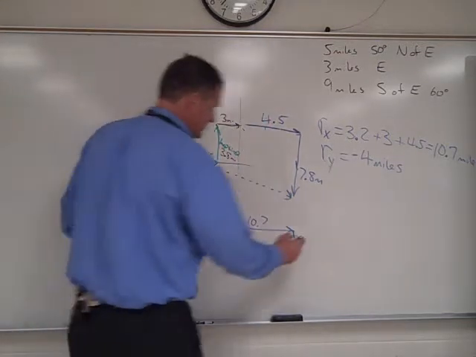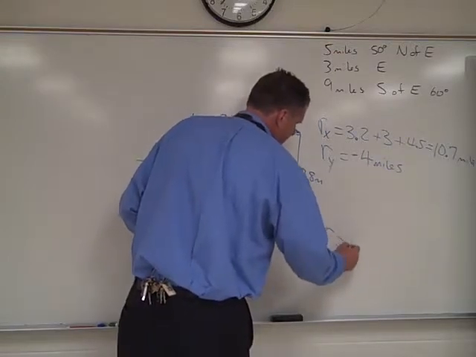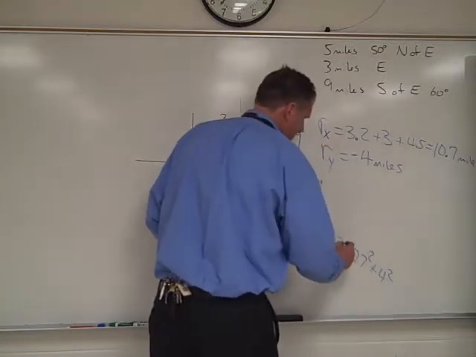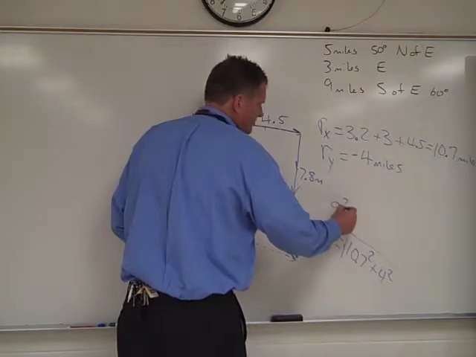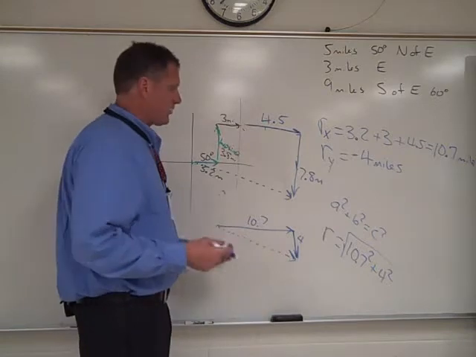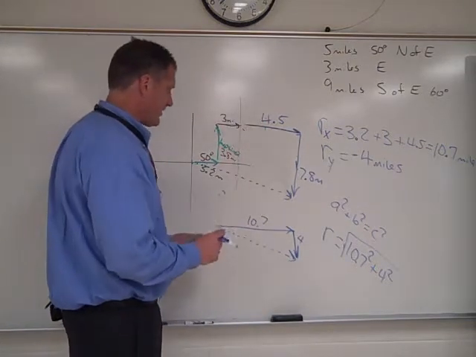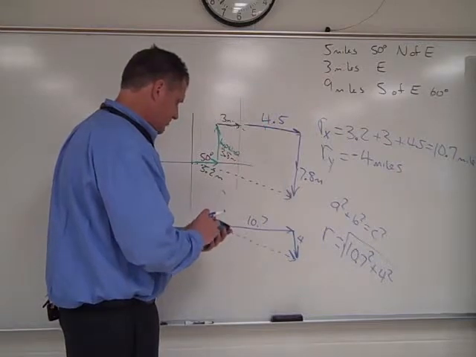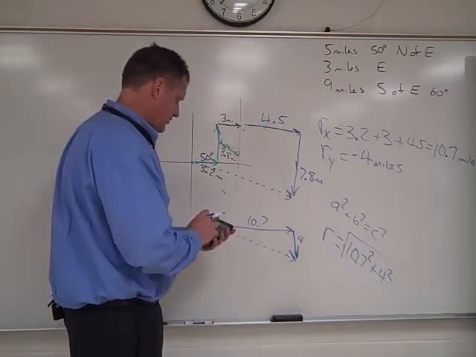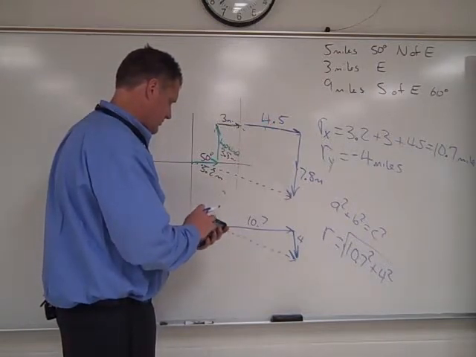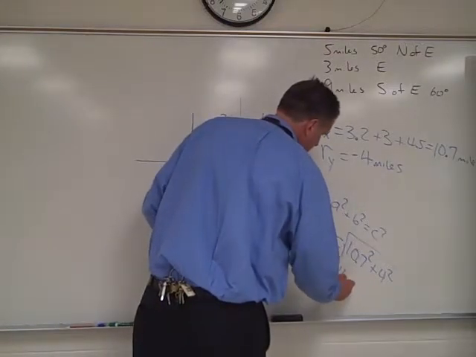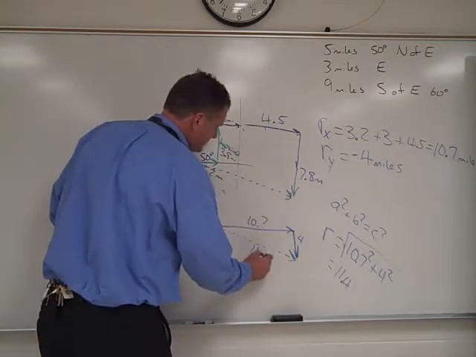the resultant is equal to 10.7 squared plus 4 squared, and I take the square root, because this is in the form of a squared plus b squared is equal to c squared. Of course, the resultant is the c in this case. This is just the Pythagorean theorem. We've done this over and over again. So 10.7 squared plus 4 squared, find the square root, and I get 11.4. So this is 11.4 miles.